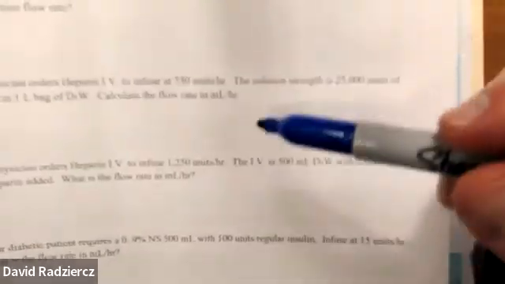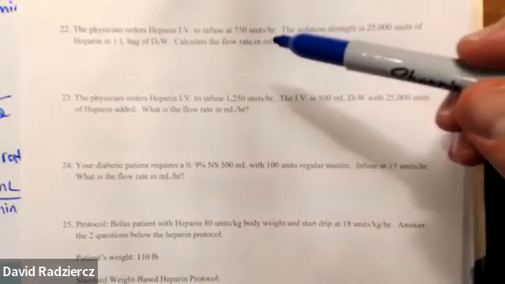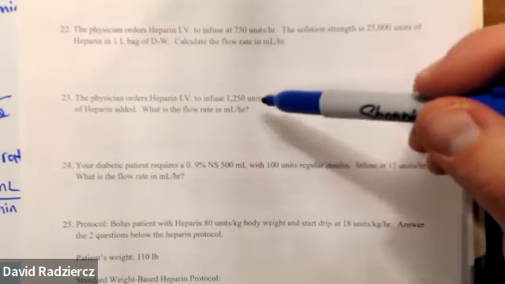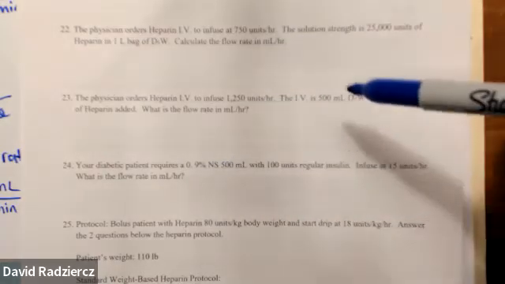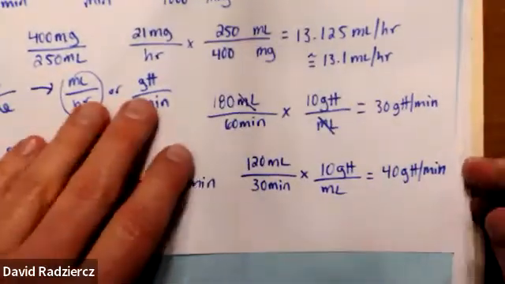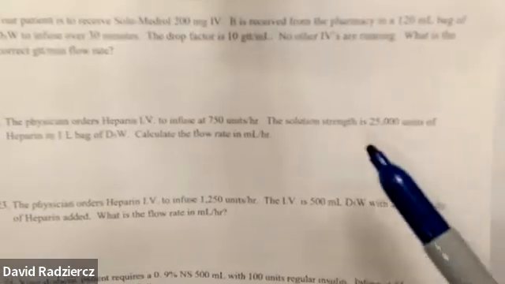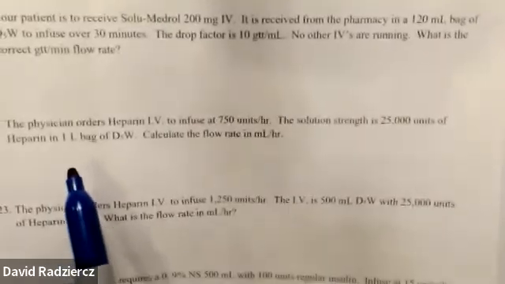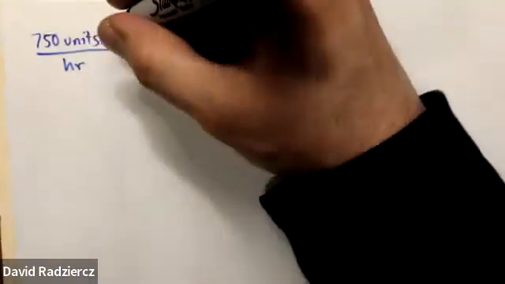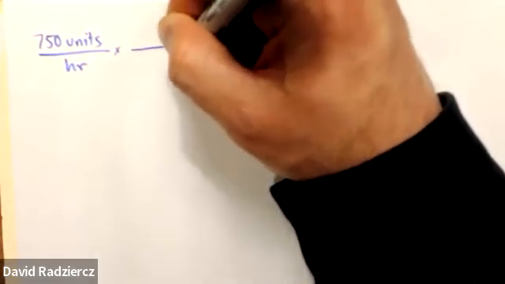All right, so 22 and 23 and 24 are basically warm up questions for the heparin protocol. It's basically just converting units per hour to milliliters per hour. So you see that it's every single time, that's what it is. So for 22, it says we have 750 units per hour. Then it tells us that we have a solution strength of 25,000 units of heparin in a 1 liter bag. So 1 liter is the same thing as what? 1,000 milliliters.